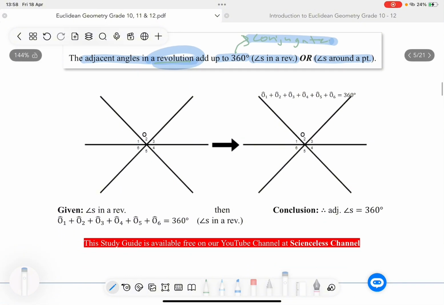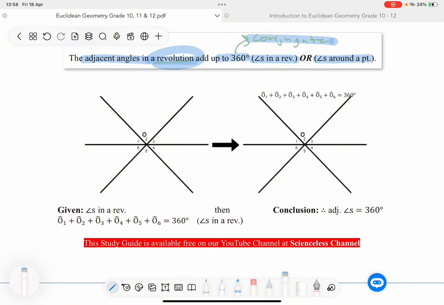Now, when you are given such angles in a revolution, we can then conclude that when you add all those angles, they must be conjugate. They must be equal to 360 degrees. That's our conclusion. So those adjacent angles must be equal to 360 degrees.